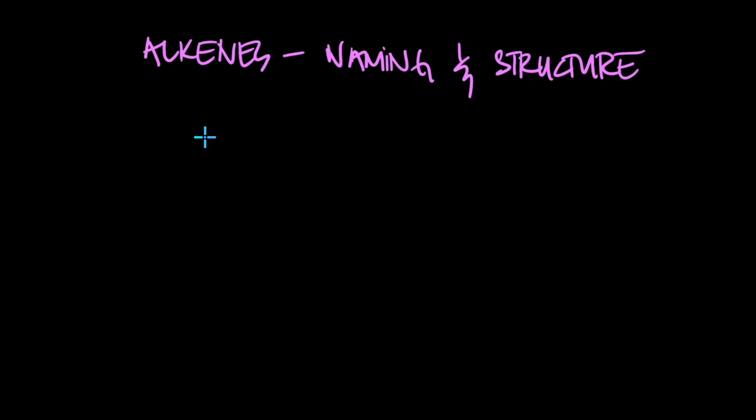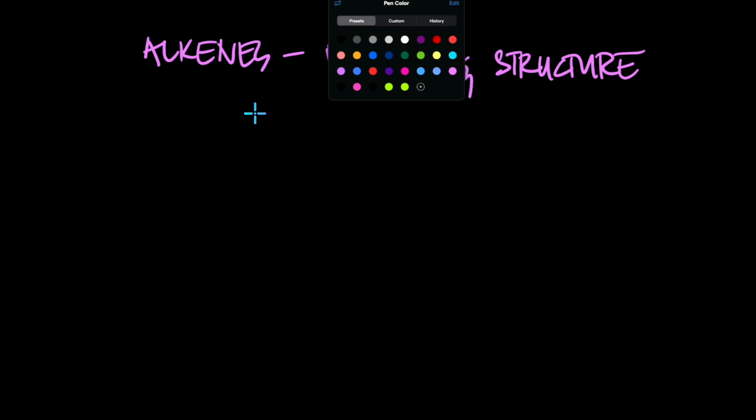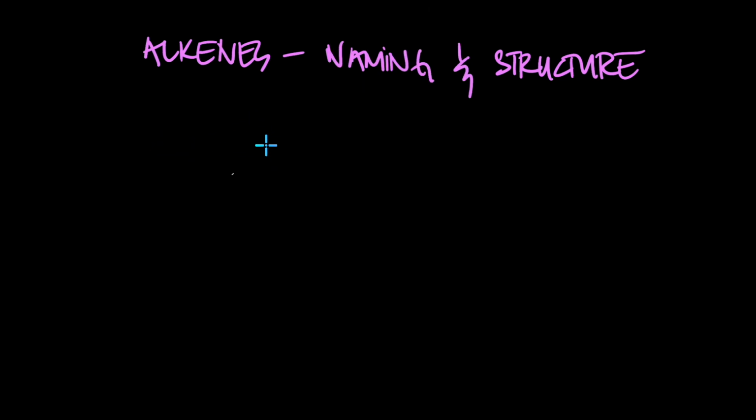All right. So alkenes, let's name a few. Now, we've done this before, but the alkenes tend to start with at least 2 carbons. So you can have a 2 carbon alkene, a 3 carbon alkene, a 4 carbon alkene. These are the simplest ones.